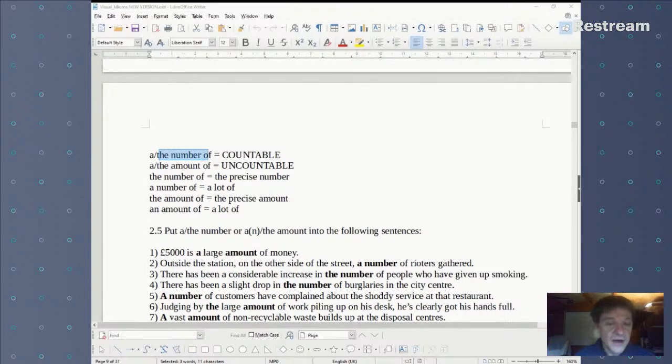But if you want to say there are a number of people in this room, then you need to use are. A number of is plural, and it's because a number of means a lot of. So it makes sense again. There are a lot of people in this room. There are a number of people in this room. A large number of, large collocates well with number. A large number of bananas, a large number of blades of grass. It doesn't matter, but you've got to use a large number of. A number of means a lot of, the number of means the precise number.